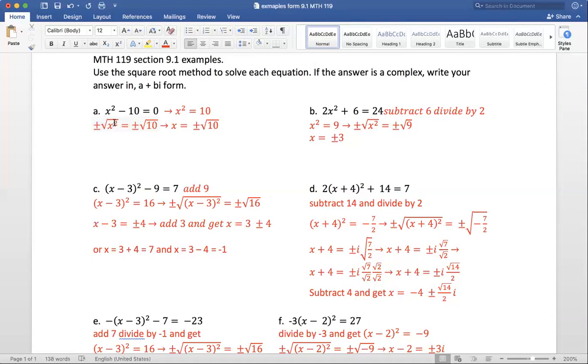And so when we plus and minus the x squared, squares and square roots cancel, giving us x, and then plus and minus the square root of 10. There's nothing we can do with the square root of 10. There's no perfect square inside the square root of 10.